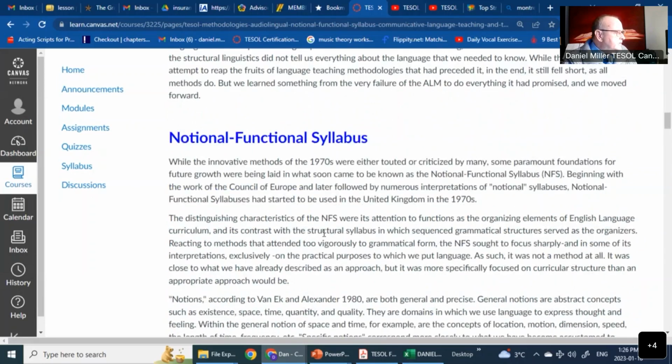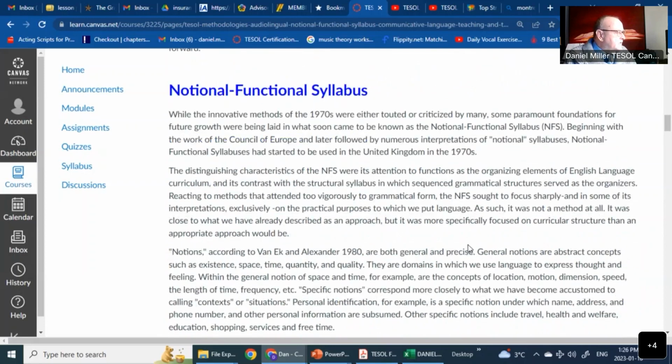The distinguishing characteristics of the NFS were its attention to function as the organizing element of the English language curriculum, and its contrast with the structural syllabus, in which sequenced grammatical structures served as the organizers. Reacting to methods that attended too vigorously to grammatical form, the NFS sought to focus sharply, and in some of its interpretations exclusively, on the practical purposes to which we put language. As such, it was not a method at all. It was close to what we have already described as an approach, but it was more specifically focused on curricular structure than an approach would be.